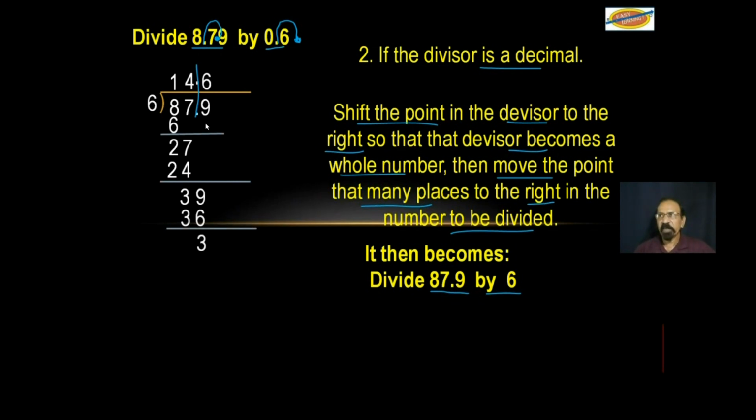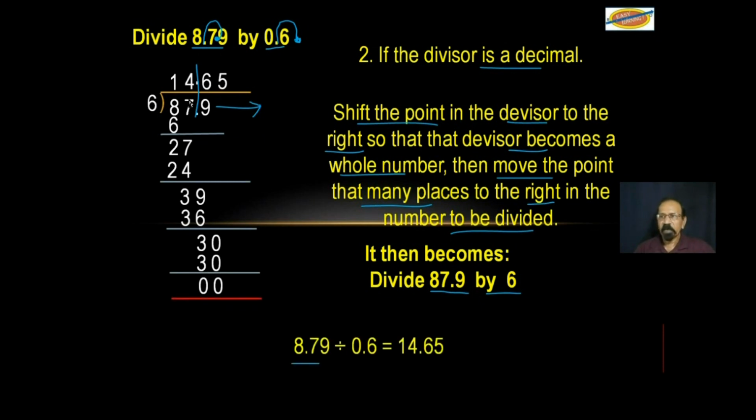Now bring down the 9, 6 into 39, 6 sixes, 36, and you get 3. Now, since you already have this point here, there are as many zeros on the right here as you like. So we can bring down a 0. 6 into 30, 6 fives, 30. And this is your answer. 8.79 divided by 0.6 is 14.65. You don't have to bother about shifting any decimal place in your answer.